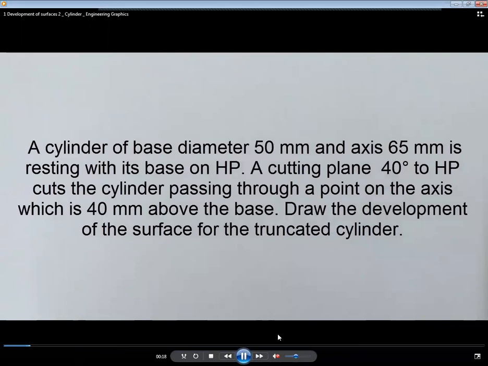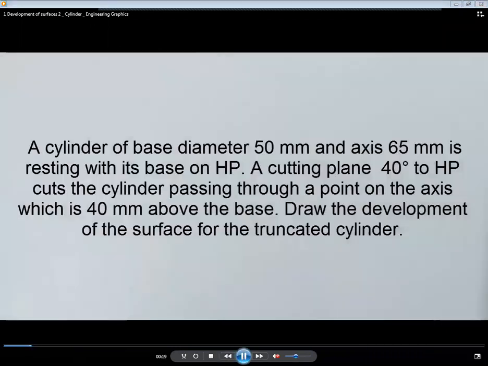And the problem statement is: a cylinder of base diameter 50 mm and axis 65 mm is resting with its base on horizontal plane. A cutting plane 40° to HP cuts the cylinder passing through a point on the axis which is 40 mm above the base. Draw the development of surface for the truncated cylinder.